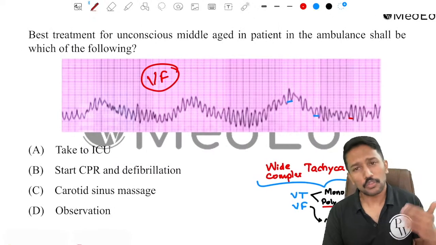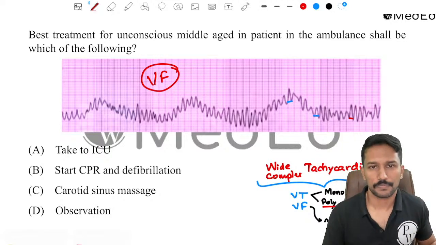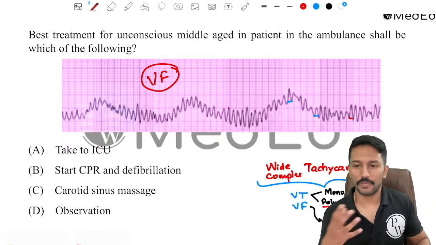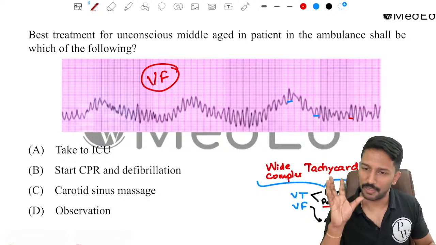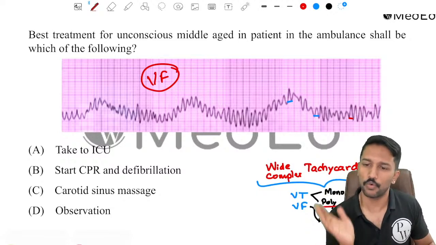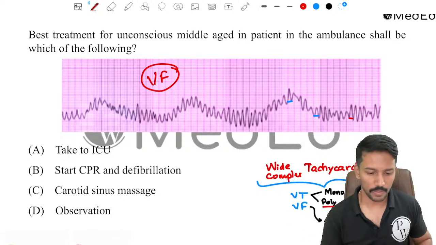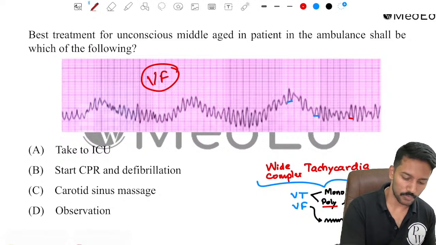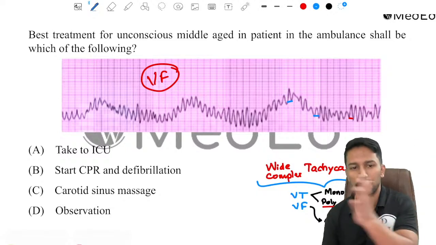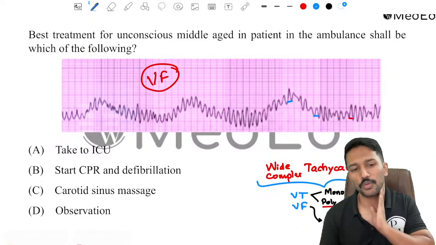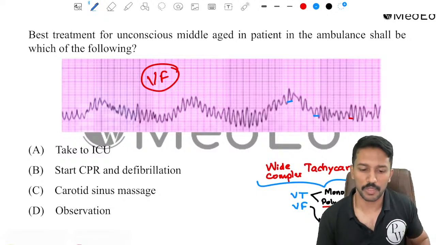VF will almost always be pulseless, because in ventricular fibrillation, the ventricle is merely shaking, not contracting. If it doesn't contract, who will push the blood into the aorta? Nobody, right? So in that case, what should I do? Should I wait for the patient to be shifted to ICU, or should I do carotid massage, or just observe, or start CPR and defibrillation?